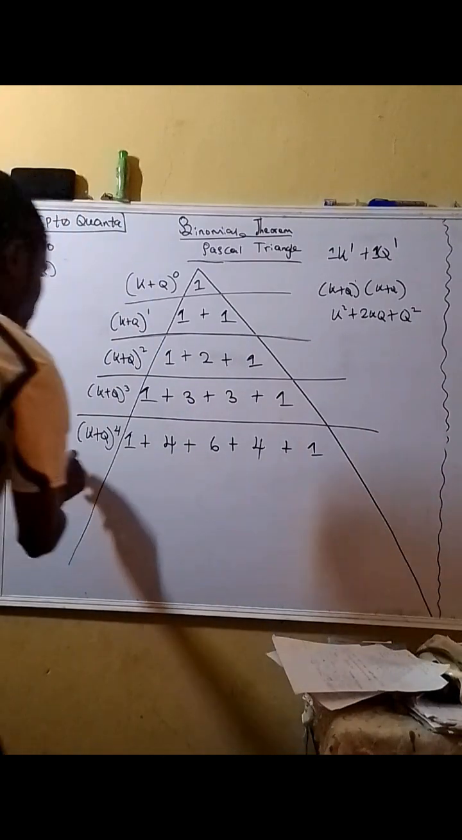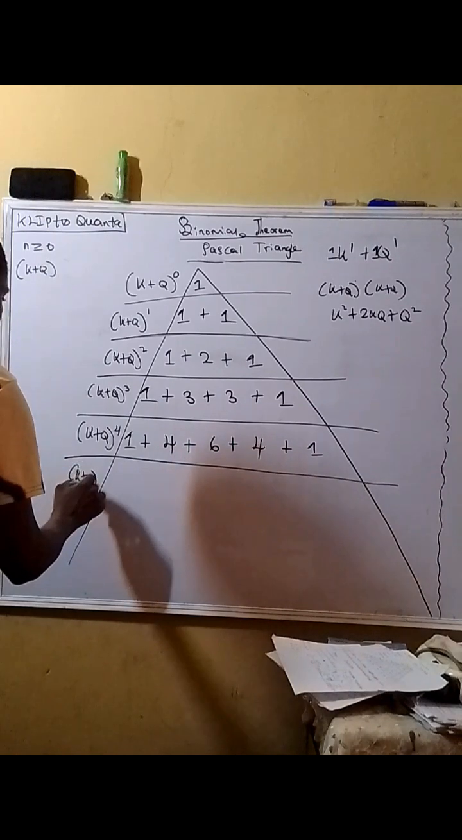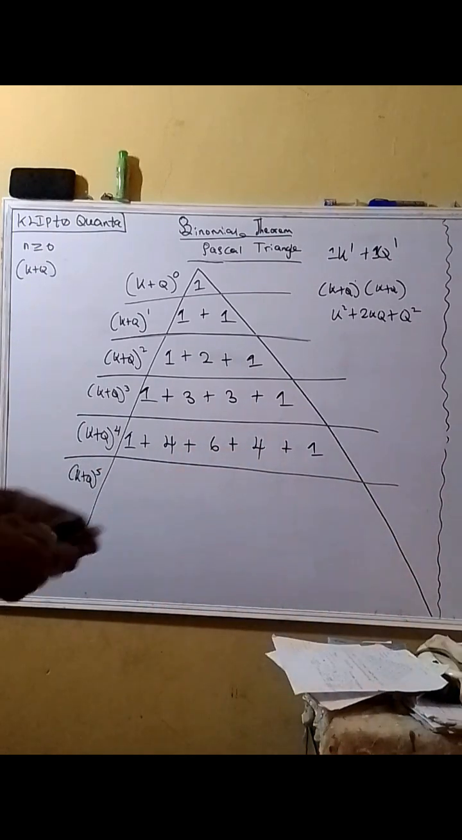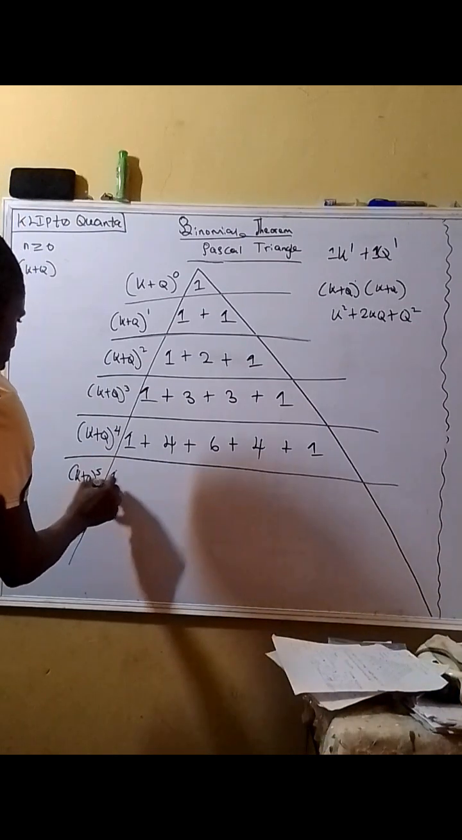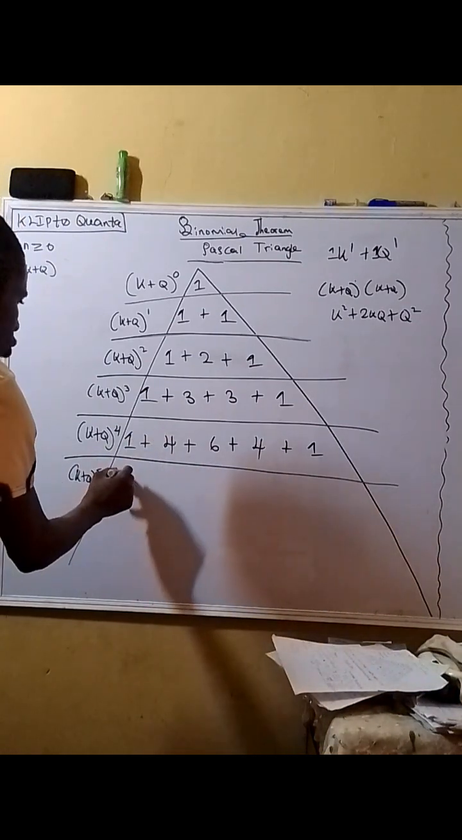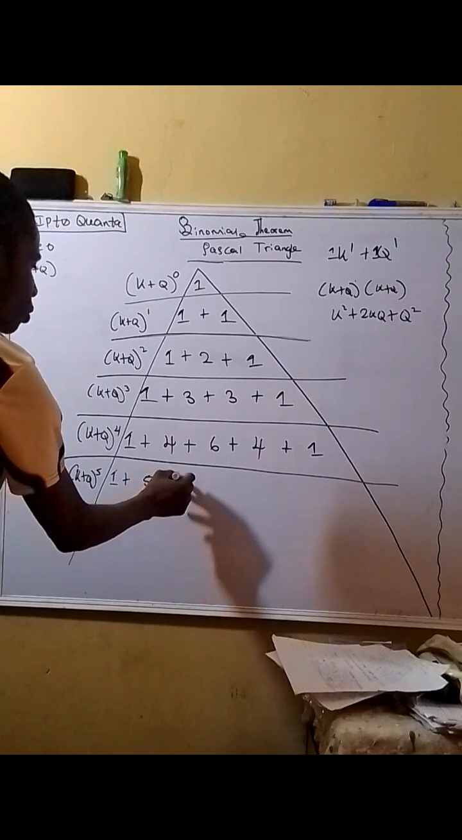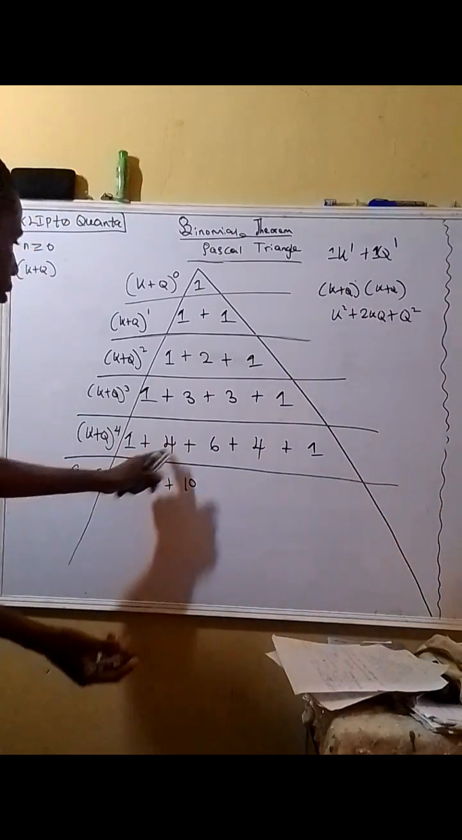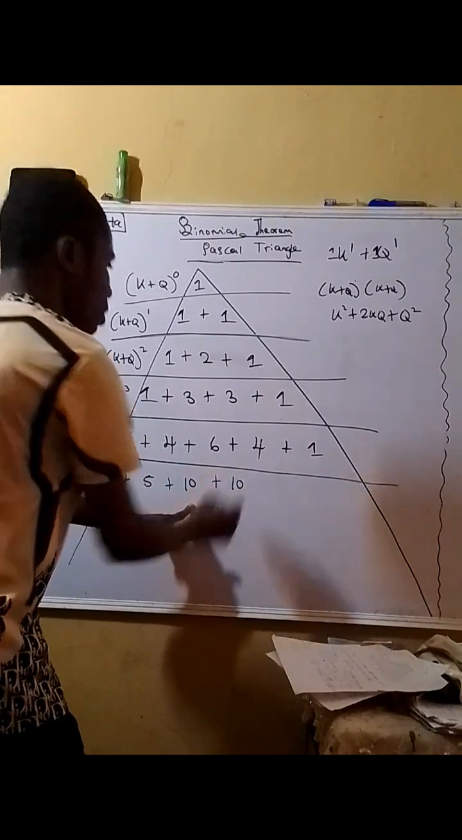So moving on again, you have k plus q raised to power 5. The same thing is applicable to this. What are you going to be having? Our 1 first. 1 plus 4, you are going to have plus 5. 4 plus 6, you have plus 10. Are you with me? 6 plus 4, you still have plus 10.